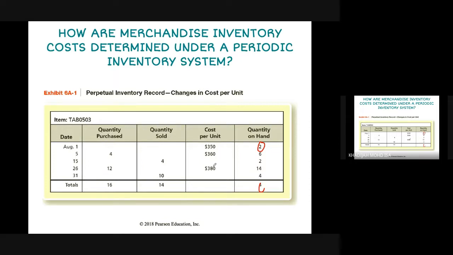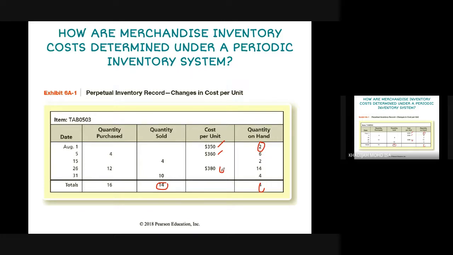How many units sold? 14 units. So for the 14 units here, you have to take 2 units from 350, 6 units from 360, and then for the balance of 8, you need another 6 units from 380, right? Do you get that? Because you're going to compute the cost of goods sold.